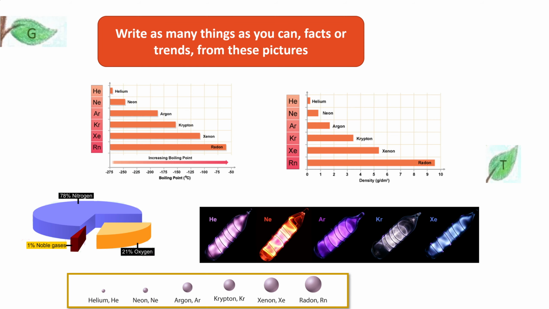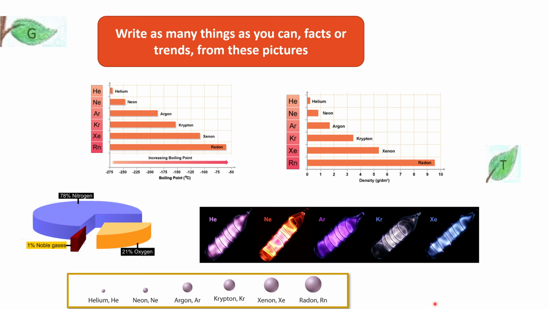What I want you to do for the starter is look at these different pictures and diagrams, 1, 2, 3, 4, and 5, and tell me everything that you can figure out from the group 0 elements from these pictures. So pause it, and then come back in a minute and unpause it when you think you're done.